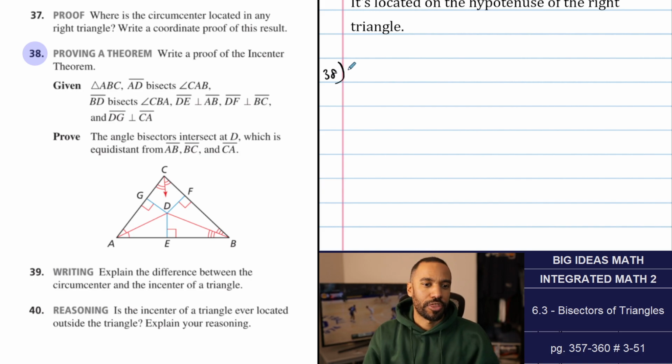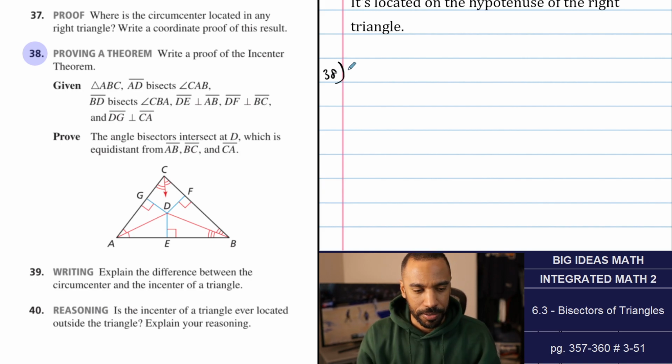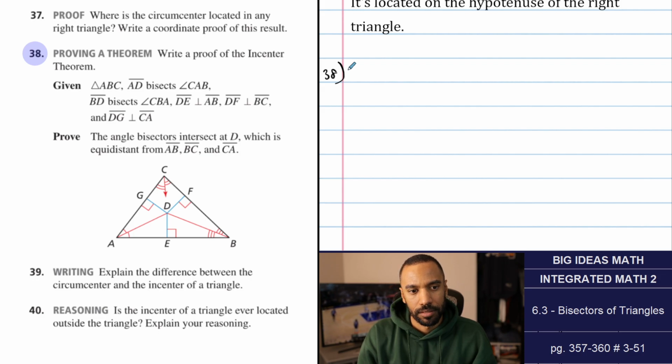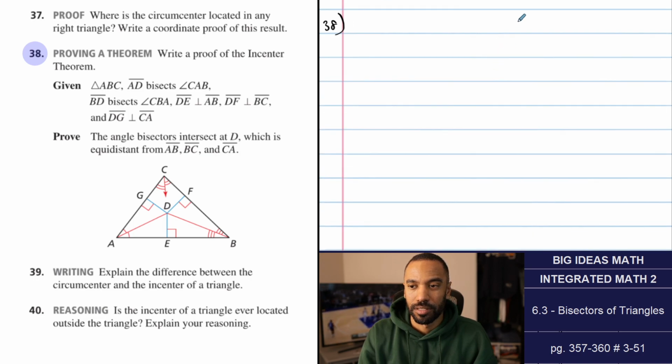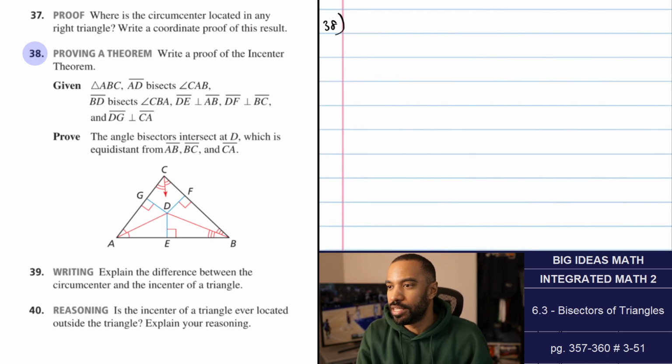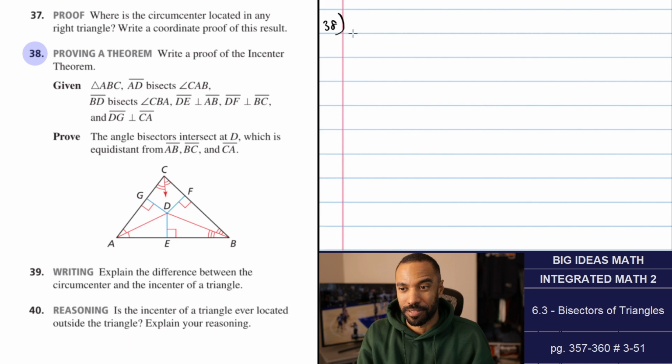Number 38, proving a theorem. Write a proof of the in-center theorem. Okay. That's a lot. They want to keep me here for a while. Okay. Given... That's a lot of givens. I mean, that's all I'm saying.